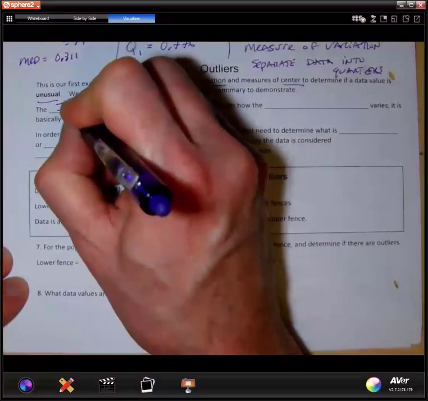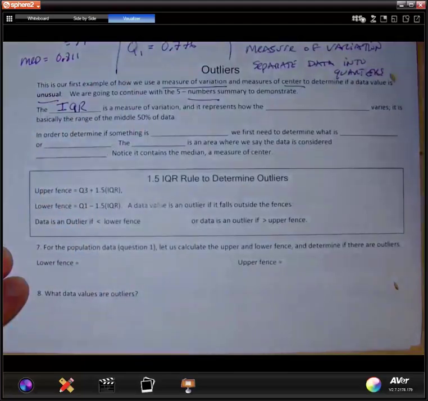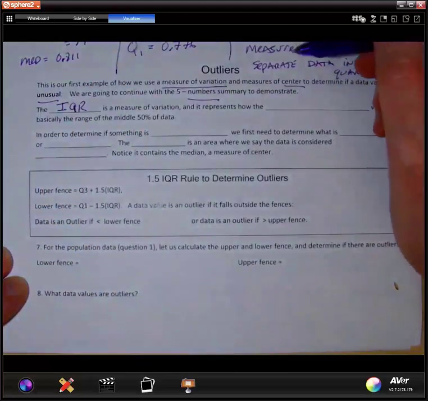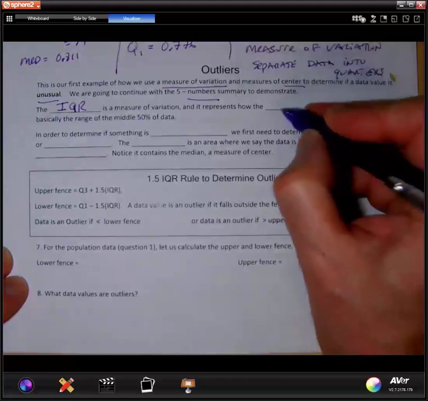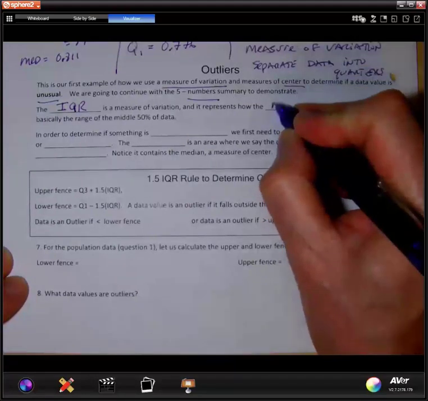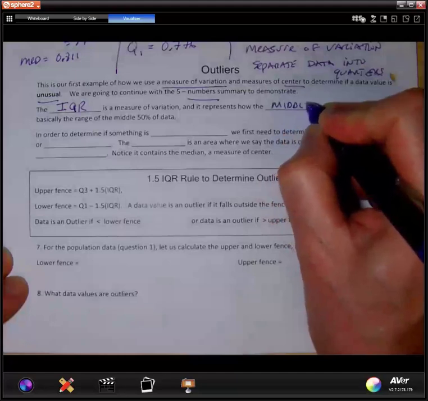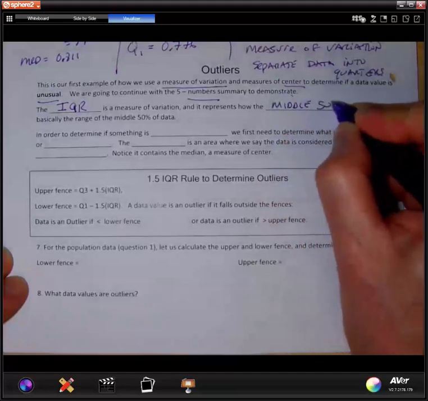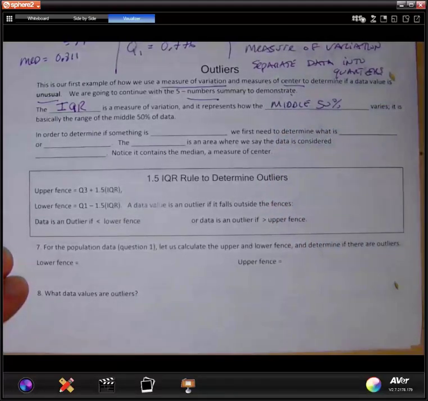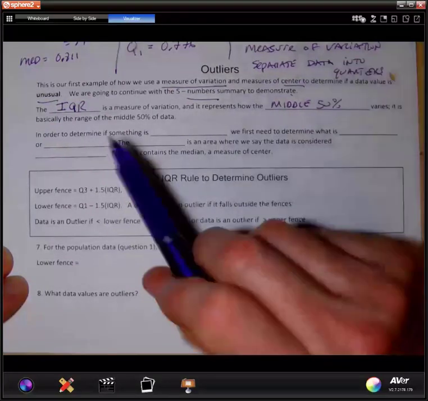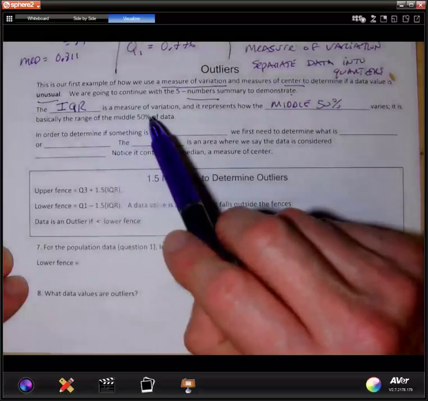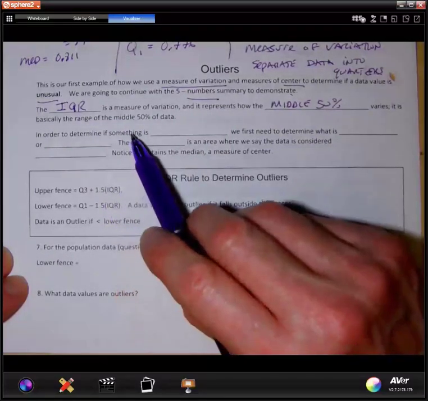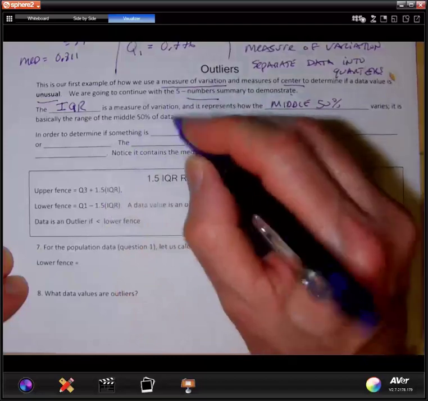IQR is a measure of variation. So the 5-number summary is a measure of variation, but so is the IQR. And it represents how the middle 50% varies. So we have our range, which is how the entire data set varies. Now we're going to look at the IQR and use that as a measure of variation. It is basically the range of the middle 50% of the data.